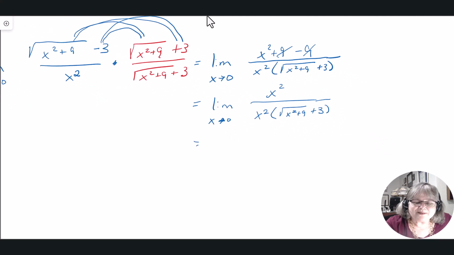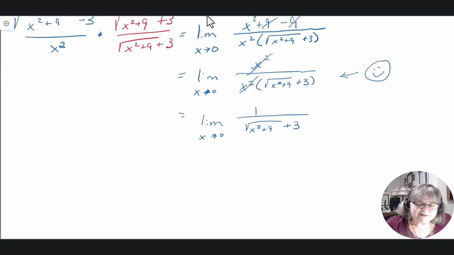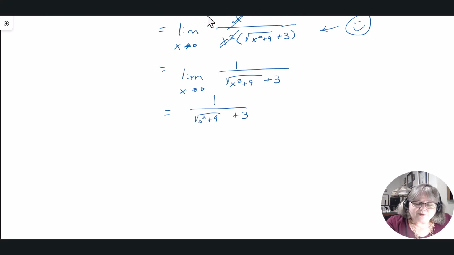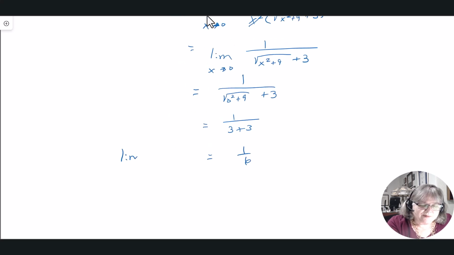Okay, now, so here we go. This x squared cancels this x squared, and you have the limit as x goes to 0 of 1 over the square root of x squared plus 9 plus 3. And about right in here, you get to smile and congratulate yourself for, okay, this is going to work out. So if I substitute 0 in there, because it looks like that should work, I'd have 1 over the square root of 0 squared, which is still 0, plus 9 plus 3. So you have 1 over the square root of 9, which is 3, plus 3, which is 1/6.